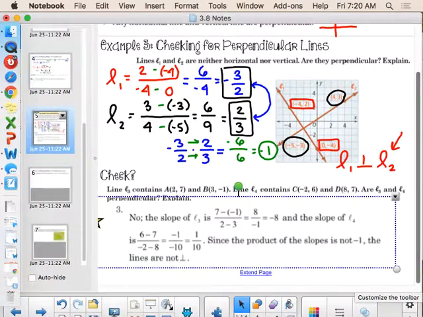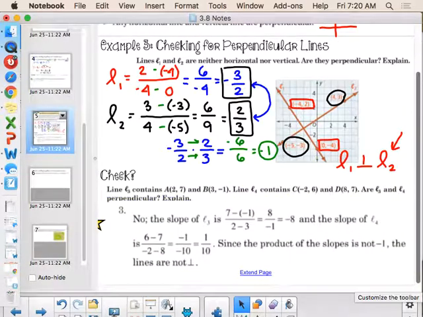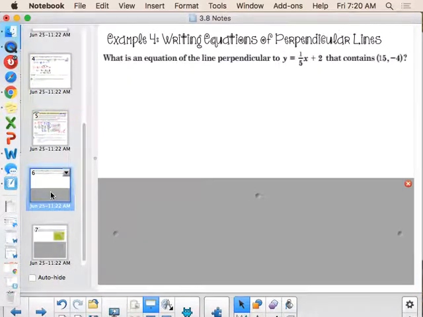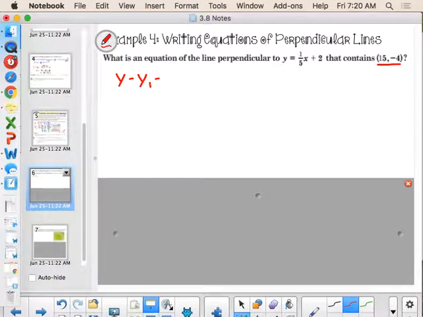Now's your time to double check your work and pause if necessary. We're almost done. What is an equation of the line perpendicular to this line containing this point? Once again, because I give you a point that I'm containing, it's most efficient for us to use point slope form. So I'm going to just jot that down real fast.